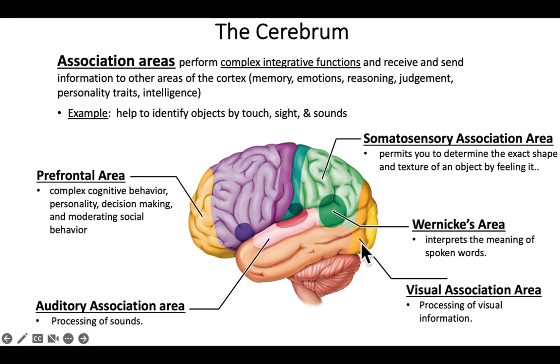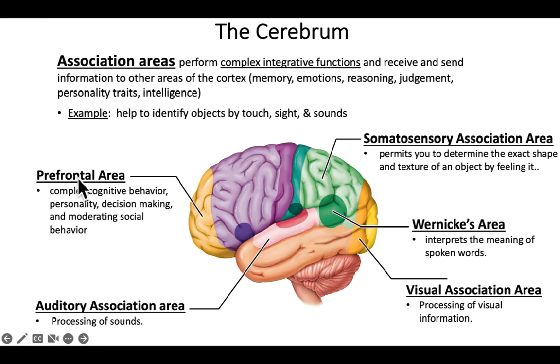But this orange area is going to help you process that visual information and determine what it is that you're looking at. So I always like to use a clock as an example. Just perceiving that there's an object there is your primary visual. But now you're going to process that, using memory, reasoning, intelligence to be able to understand and read that clock. Same thing with auditory: processing of the sound of music, for example, is the auditory association area.